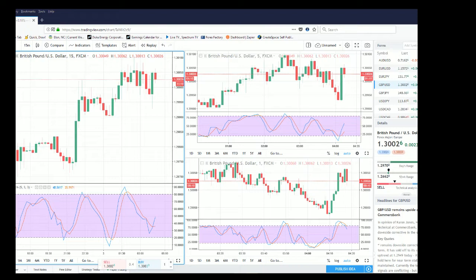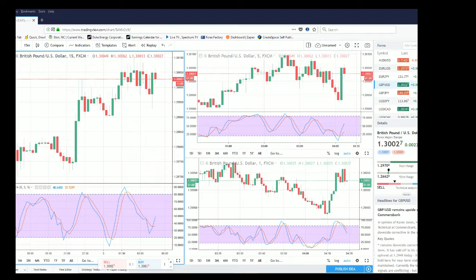And you can also see I've got a 1 minute, 5 minute, and a 15 minute with the reversal bar that's over on the 15 minute with the stochastics turning up. You would think that this is going to go up.